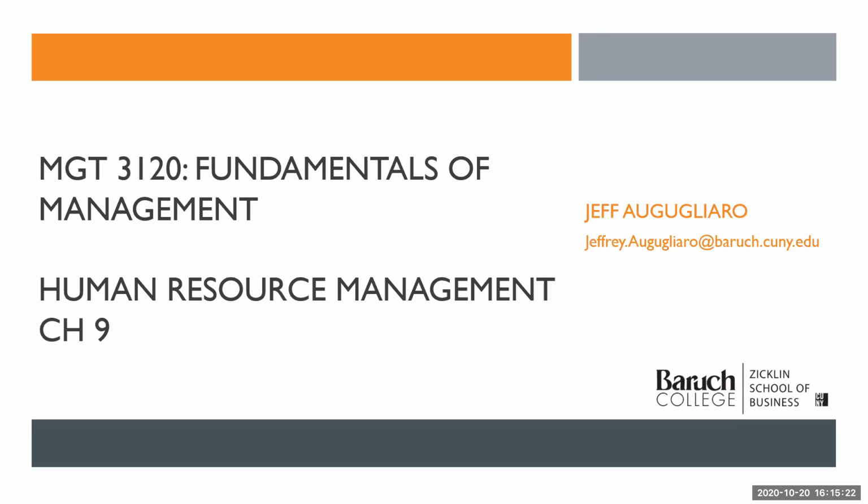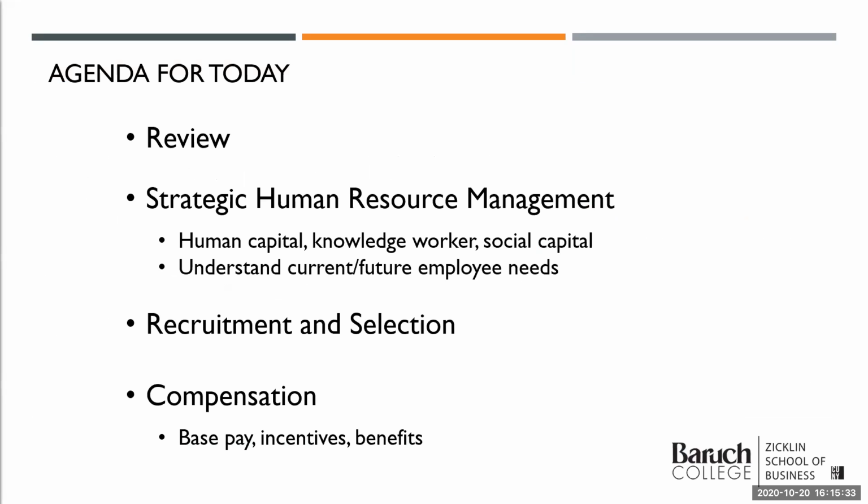All right, so today we are talking about human resource management. So we are up to chapter 9. So moving right along. And this is on the agenda for today. So let's go through a quick review. And then we're going to talk about strategic human resource management, which basically is about recruitment, selection, so recruiting employees, compensating them. We'll talk about other aspects of this in the pre-recorded section, like the legalities surrounding it and training and things like that. But these are the topics that we're going to cover for today.